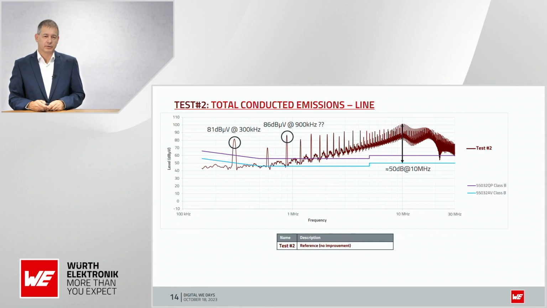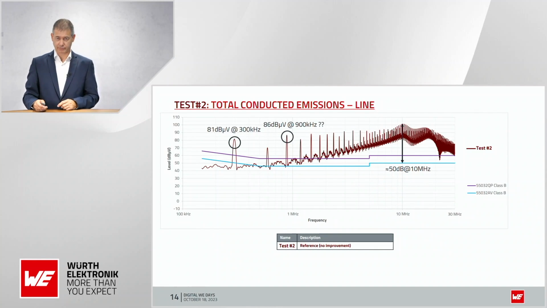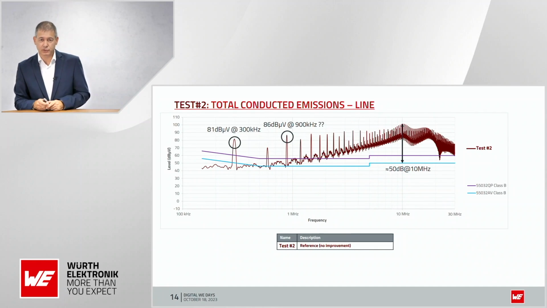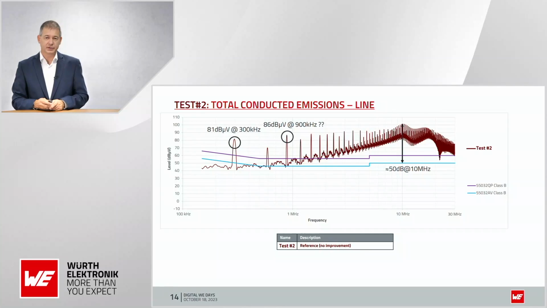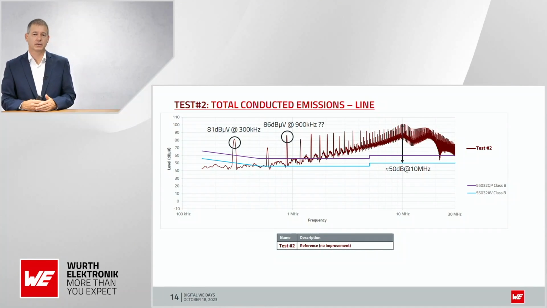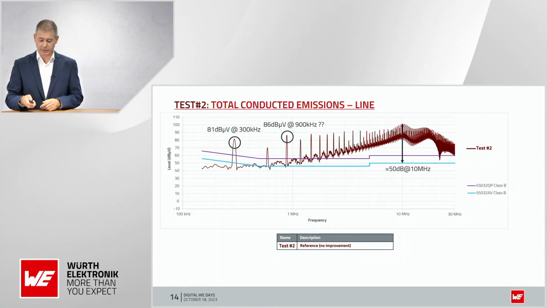Here we get around 80 dB microvolt at 300 kilohertz, and at 900 kilohertz 68 dB microvolt. It's even too much. We are far away from the limit line, and the goal is to reduce by filtering and other methods to bring this measurement line below the limit line.